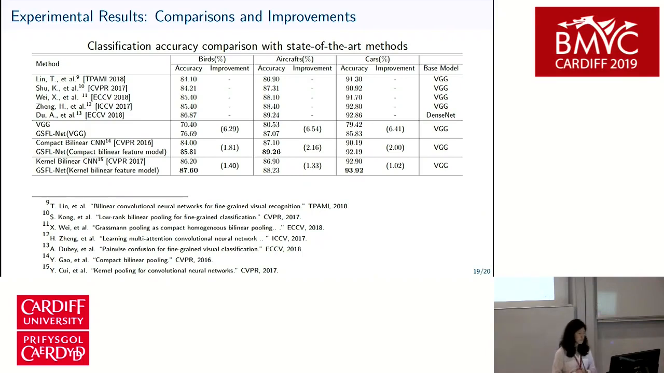Finally, because of the specific network structure of our proposed method, it can be easily combined with any of the state-of-the-art feature extraction structures, such as a compact bilinear CNN and a kernel bilinear CNN, to improve their performance to the extent that it compares with almost any state-of-the-art fine-grained image classification method.